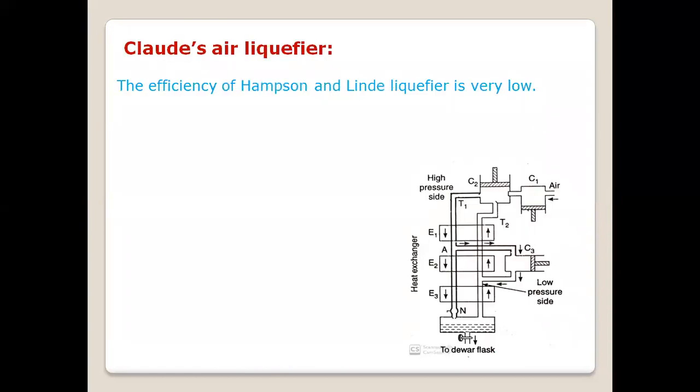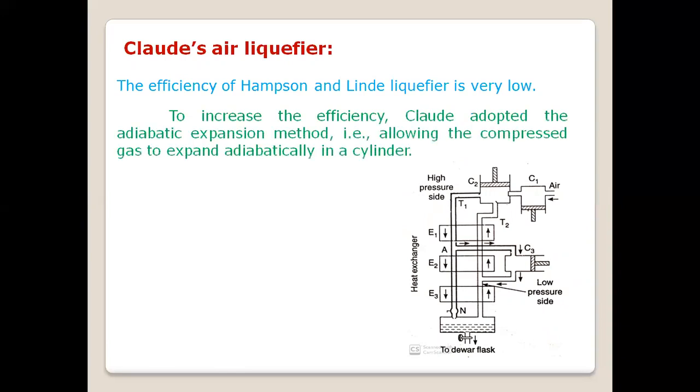So this is one model of the Claude's air liquefier, in which he adopted the adiabatic expansion of the gas. We know adiabatic expansion means no heat energy can shift from the system to the surroundings or from the surroundings into the system. So in this adiabatic expansion, the temperature of the gas decreases.